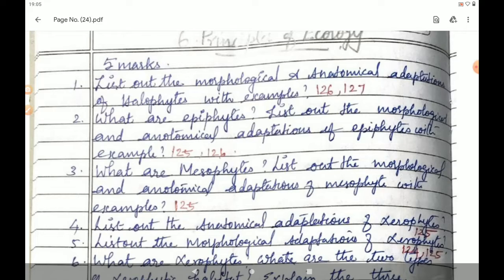The next question is, what are epiphytes? List out the morphological and anatomical adaptations of epiphyte with example. Answer is given in page number 125, 126. What are epiphytes? Last of the paragraph: epiphytes are plants which grow perched on other plants. They use the supporting plants only for shelter and not for water and food supply. Close the bracket. Then morphological adaptation.